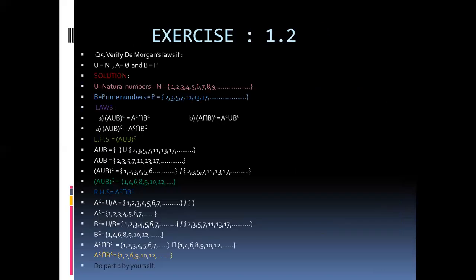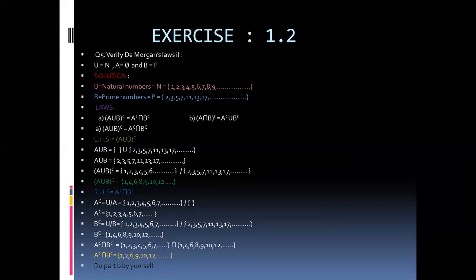U is equal to N, A is equal to null, and B is equal to P. U represents N, the set of natural numbers, and you know that the set of natural numbers starts from 1: 1, 2, 3, 4, 5, 6, and so on, because this is an infinite set. Then B is equal to P. P represents the set of prime numbers. And which numbers are prime numbers? The numbers which are only divisible by 1 and themselves: 2, 3, 5, 7, 11, 13, 17, and so on. This is the set of prime numbers.